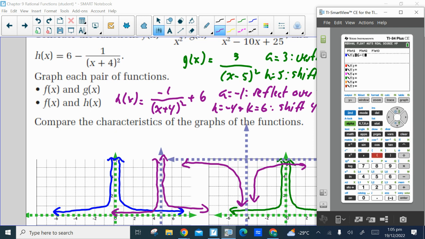I'm going to open up a bracket to keep the rational expression together. 1 divided by the denominator, I need to put in brackets as well to keep it together. X plus 4, close the bracket, square it, and then close the bracket on the rational expression. Graph it. Looks correct.